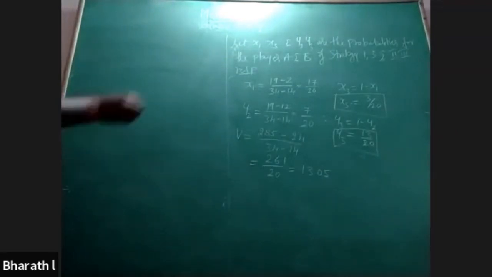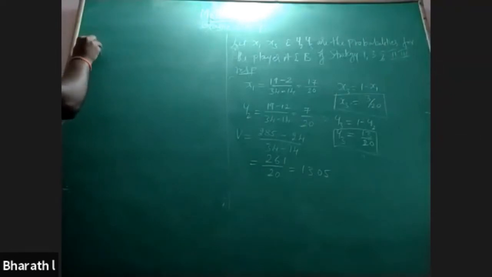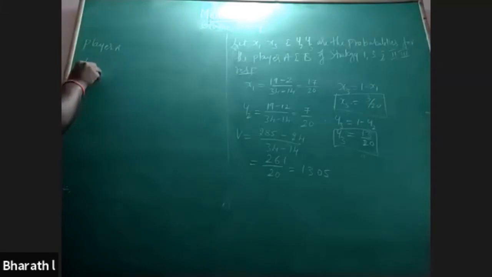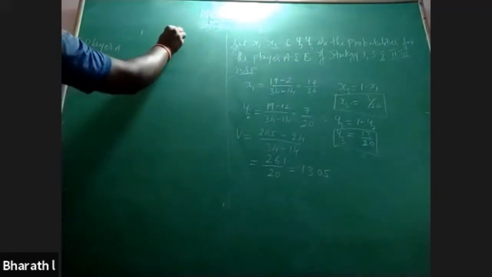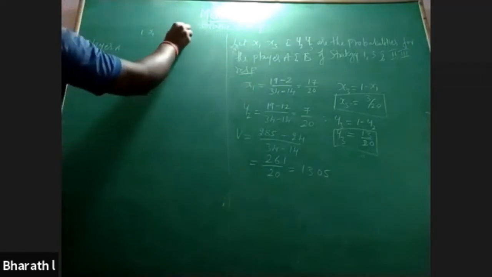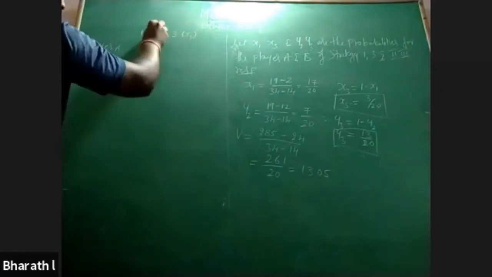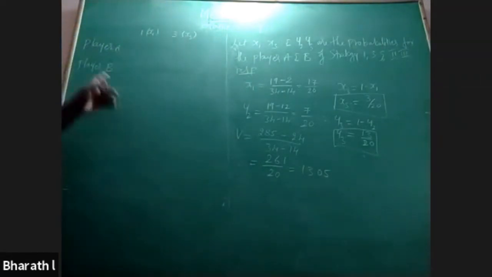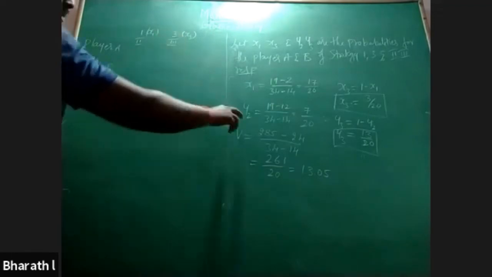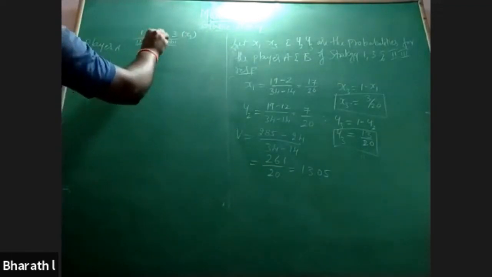You list it in the table. It is player A, player B. For player A, the strategy notation is 1, 3, and the probability is x1, x3. And for player B, the strategy is second and third, probability is y2 and y3.